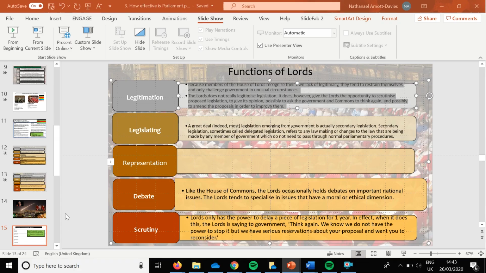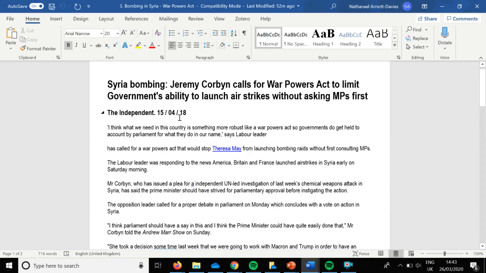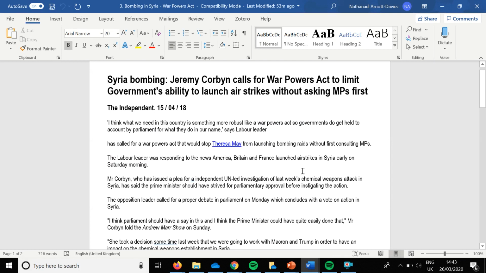And so what we're going to look at is a particular story that came out at the time, and I'm going to get out of this and just bring up that particular story. So that story is this. It was attached in your lesson, and I hope you had a chance to read it. And the title is Syria Bombing. Jeremy Corbyn calls for War Powers Act to limit the government's ability to launch airstrikes without asking MPs first.